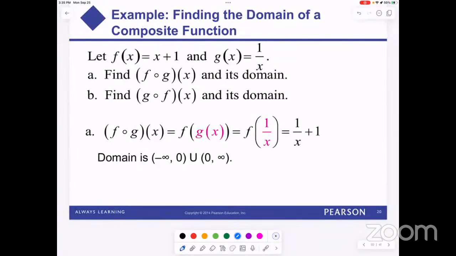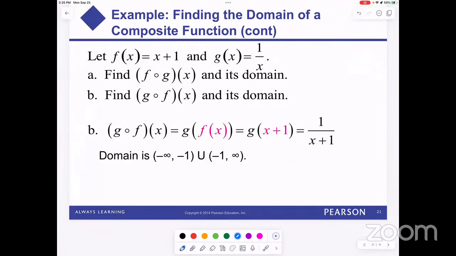So notice we have our 1 over x plus 1, and the domain was everything except 0. And then for B, we got 1 over x plus 1 in this form, and we got everything except -1.